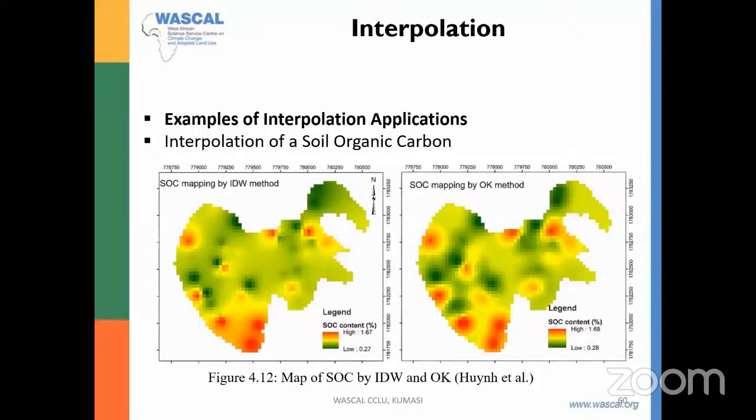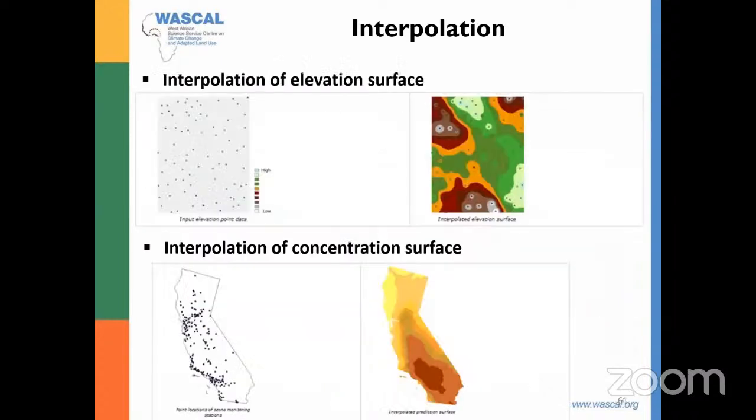In this study, soil organic carbon was estimated for a particular study area using IDW and also ordinary Kriging. And there are some differences. With Kriging, it has to satisfy an assumption that the data points should be normally distributed. So in such cases, we check the data points and use them as such.